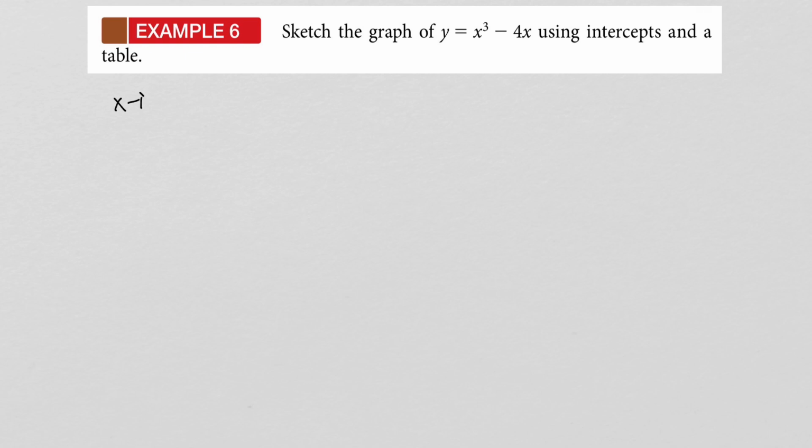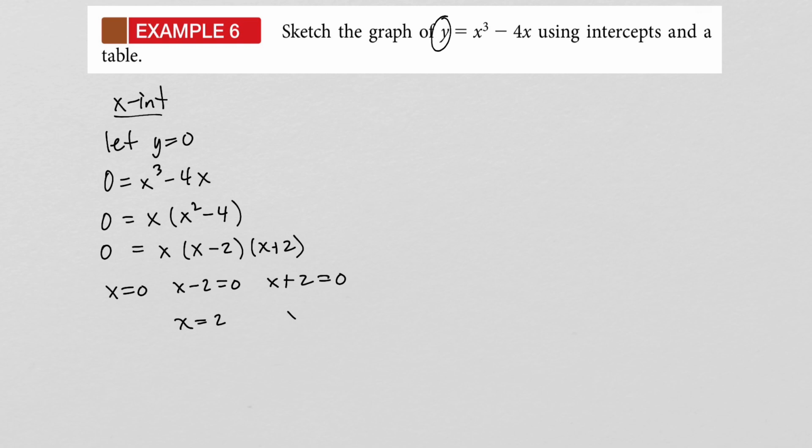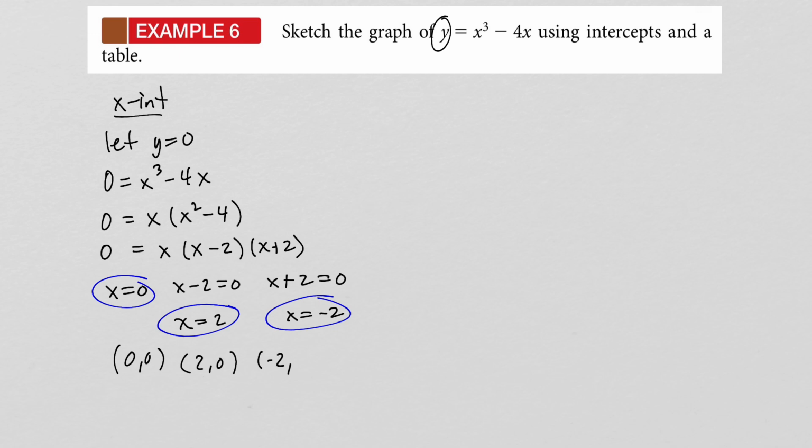So let's see. To find the x-intercepts, we're going to go ahead and let y be equal to 0. So if I put in 0 for y, we get 0 equals x cubed minus 4x. To solve this equation, I'm going to factor out an x. And then I'm going to factor out a little bit more here, just like we did in the previous example. And now I'm going to set all 3 of those factors equal to 0. And in this case, we are going to get 3 answers. X equals 0, 2, and negative 2. And so our x-intercepts are the points 0, 0, 2, 0, and negative 2, 0.